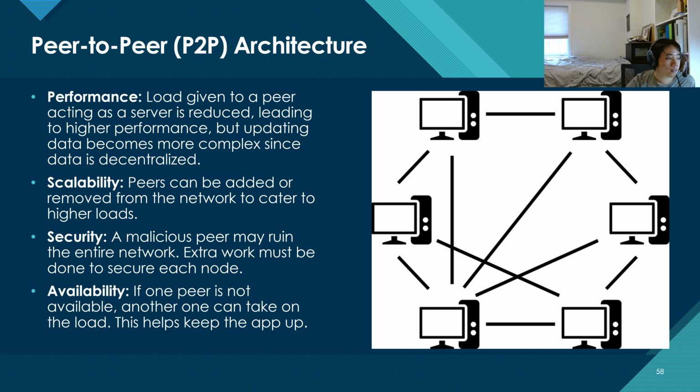So for availability, this is a really good boon for peer-to-peer architecture. If one peer is not available, you can have other peers that will do the work for you. So it's okay if the one you're querying doesn't work properly, you can send it to another peer, and the other peer will try to do the job for you as well.